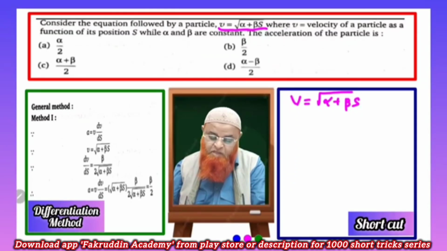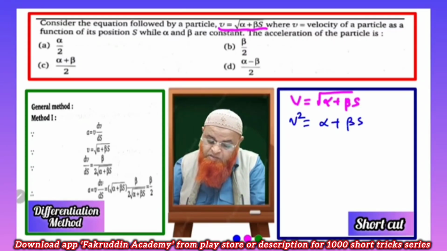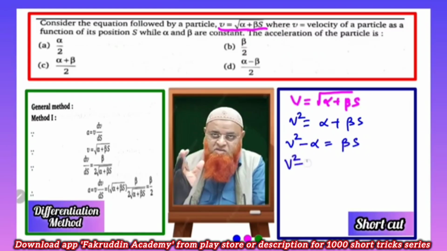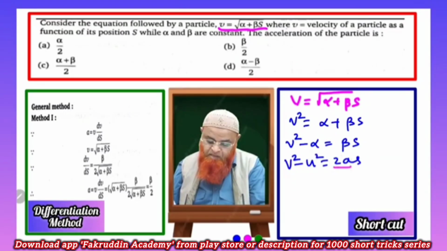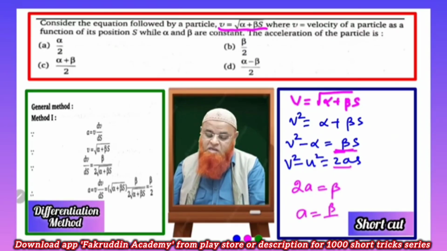Okay. So you can just see here, squaring on both sides, V square is equal to alpha plus beta s. And V square minus alpha is equal to beta s. Compare this equation with our general equation, that is V square minus U square is equal to 2as. So if you compare these two equations, here 2a is there. In the place of 2a, beta is there. You can just take 2a is equal to beta, and you can write a is equal to beta by 2.